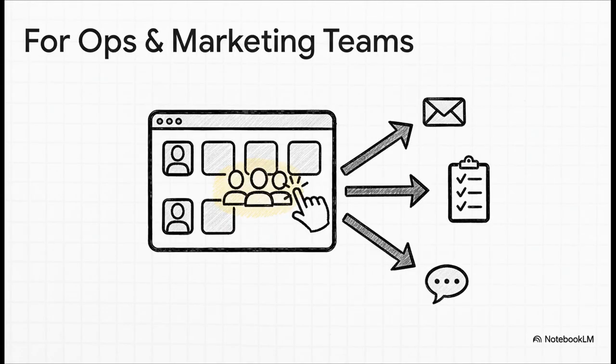And it's the exact same principle for operations and marketing. A marketing manager might spot a group of high-value customers who look like they might be about to churn. With a single click, they can set off a chain reaction, send a personalized re-engagement email, create follow-up tasks in their CRM, and post an update to a Slack channel, all at once.